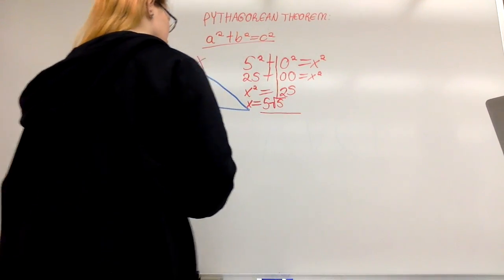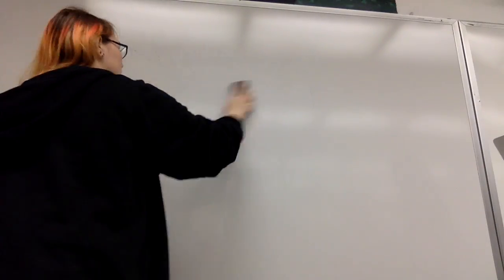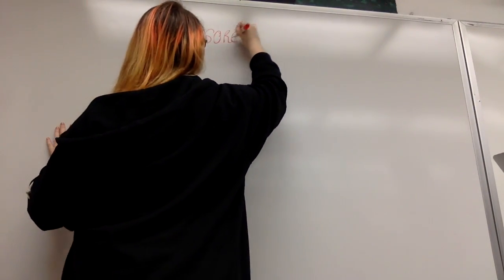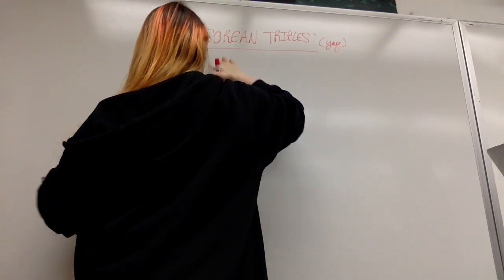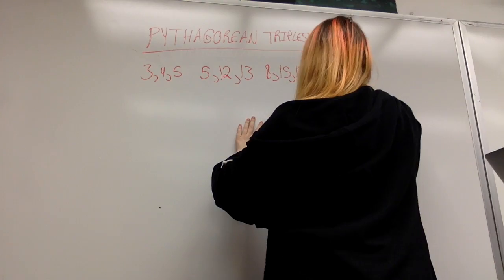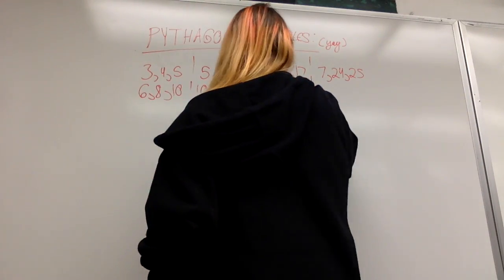And now on to Pythagorean triples. Pythagorean triples are sets of 3 positive integers that satisfy the Pythagorean theorem. Basically, they're sets of 3 that will always perfectly work out when placed in the theorem. The multiples of each set also fit with the Pythagorean theorem.